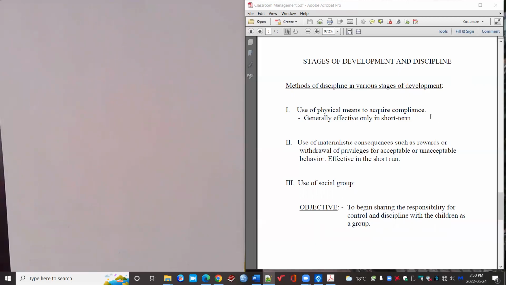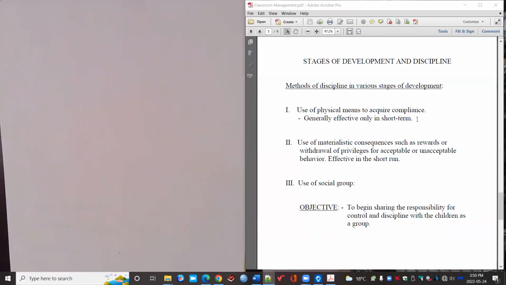Let's take a look at methods of discipline in various stages of development. Okay, let's take a look at that here. Now, remember stage theories. We have discussed several stage theories. Discipline is no exception.